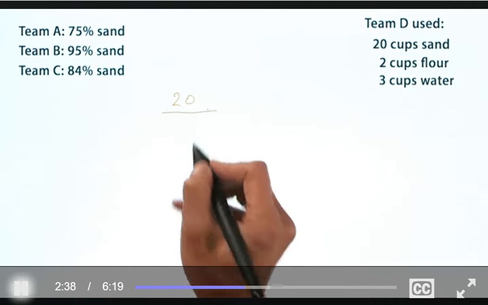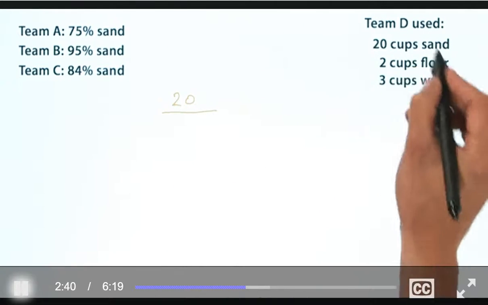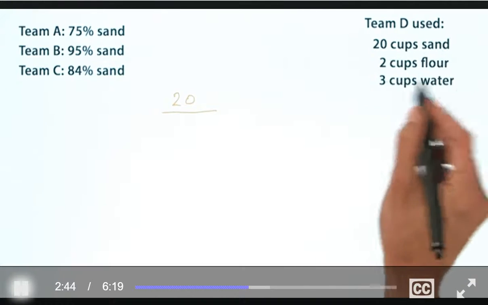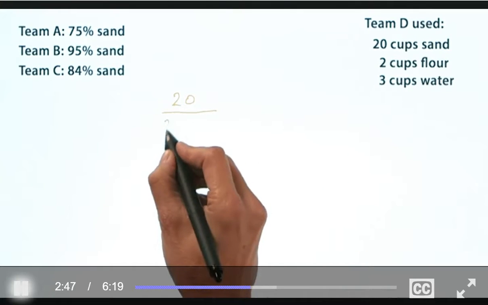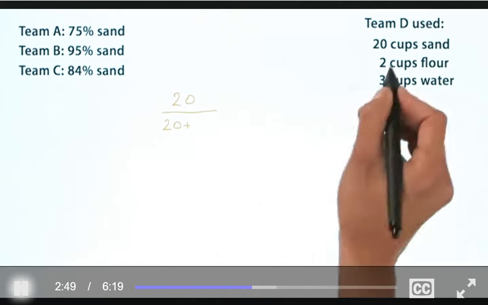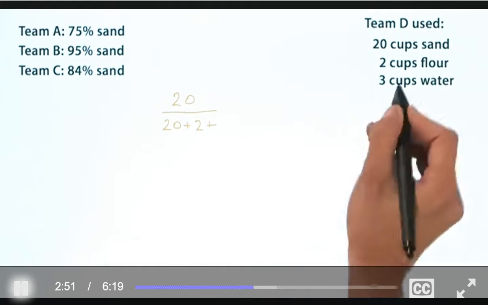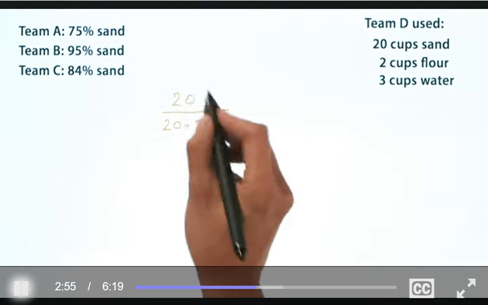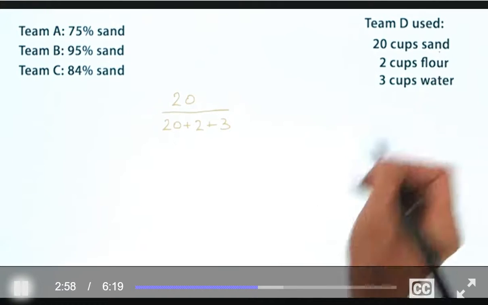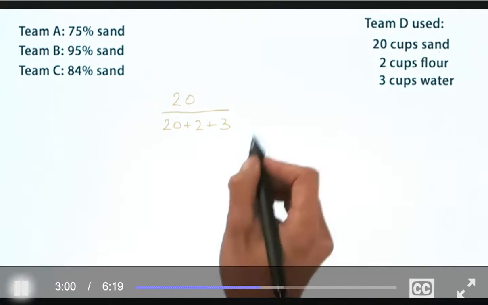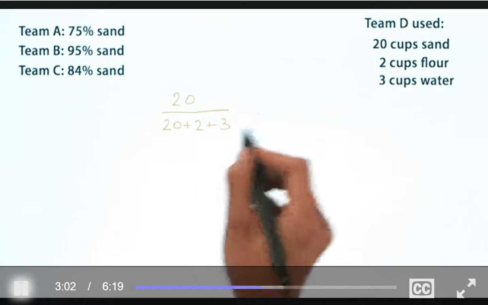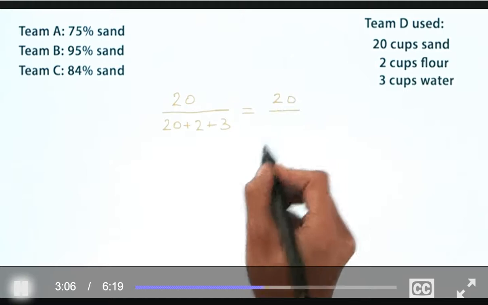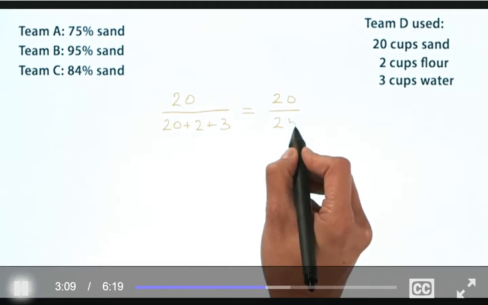to the whole. And what's the whole? Well, it's all the material used: all the sand, all the flour, and all the water. So that's going to be 20 cups plus 2 cups plus 3 cups. That's the entirety, and 20 cups is the part of all of that that represents the sand. This is the total. So this is part to the whole, and that's the ratio we're looking at, which is 20 divided by 25.